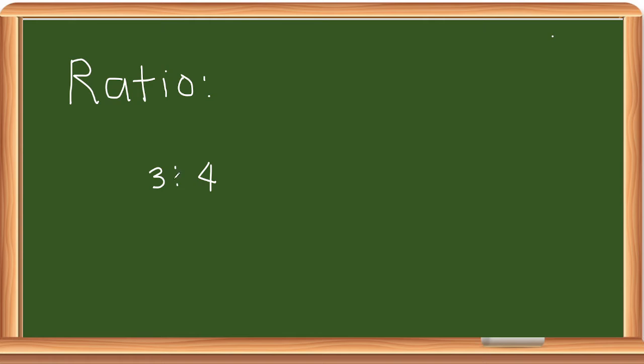Now, it can be expressed as this one, 3 is to 4, or it can be expressed in fraction. It can be expressed as 3 over 4. So, ganyan yung ratio. So, you must remember that ratio is the comparison of two things with the same unit.